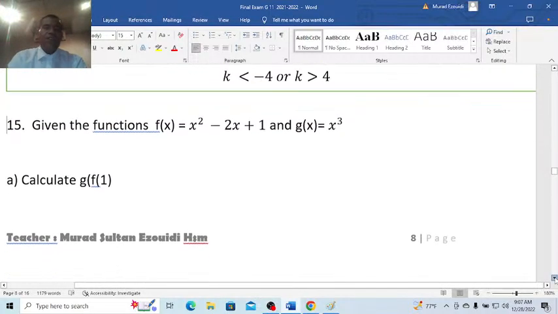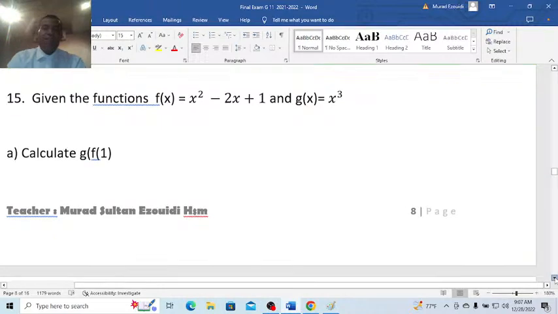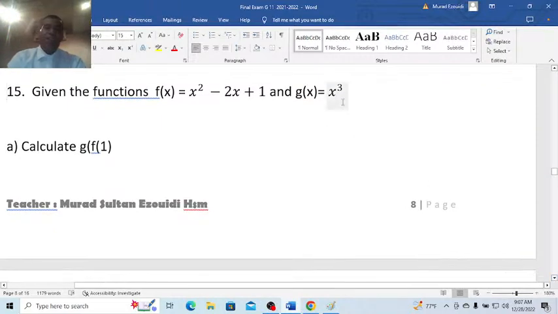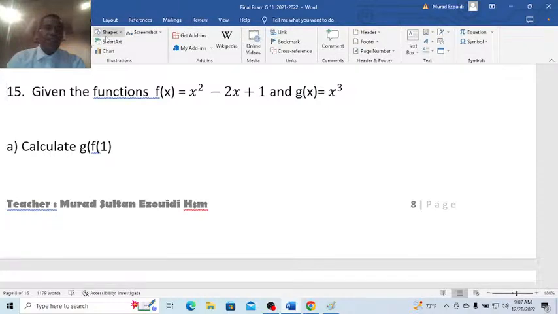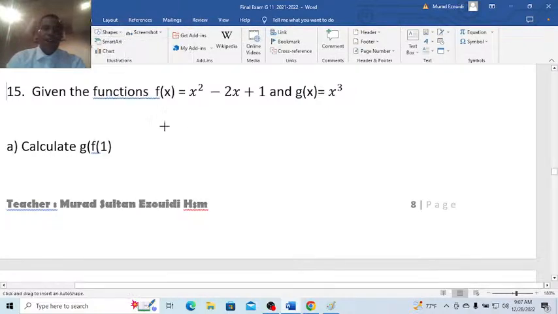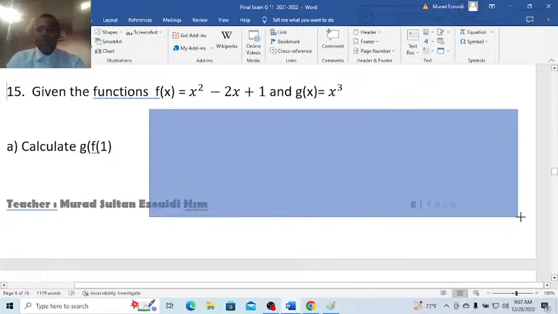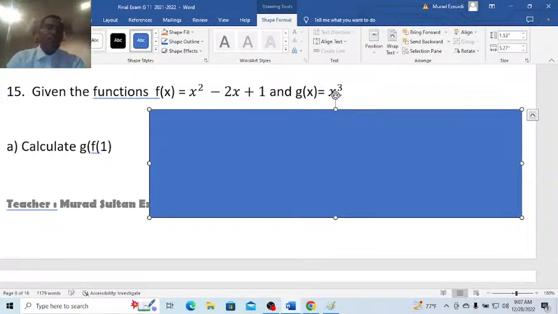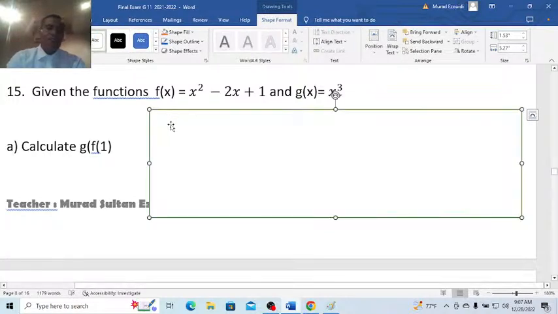For the second question, given the function f of x equals x squared minus 2x plus 1 and g of x is x cubed, calculate g of f of 1. Now learners, just a simple application. Every one of you can use this, and I think you will never have a problem if the question is like that, because I know that you are very intelligent.